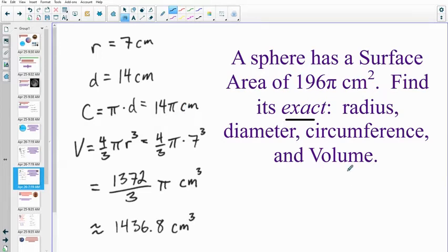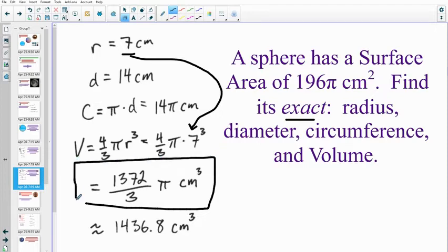And then finally, the volume. Here we go for the first time with this formula, 4/3 pi r cubed. But the only thing that I need is the radius, and I found that up here. So plug in 7 for the radius, and then everything else is on your calculator. 7 cubed times 4 is 1,372. This is the exact answer. If you wanted an approximation, you could go with 1,436.8 cubic centimeters, but I asked for the exact, so that would be the answer that I would go with.